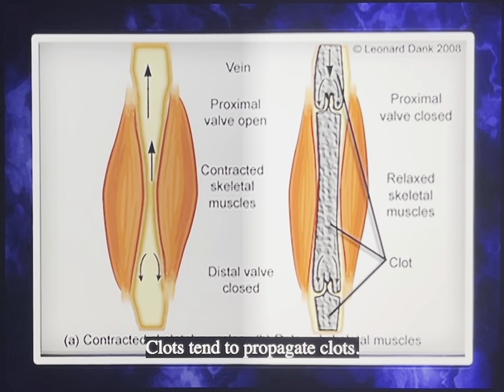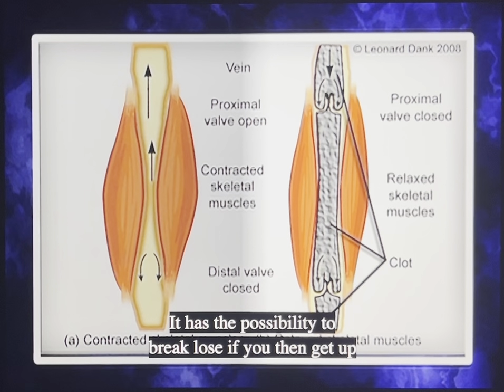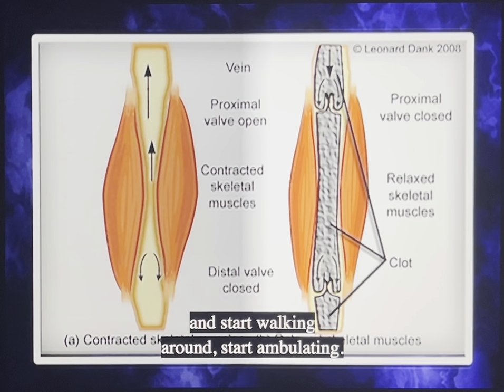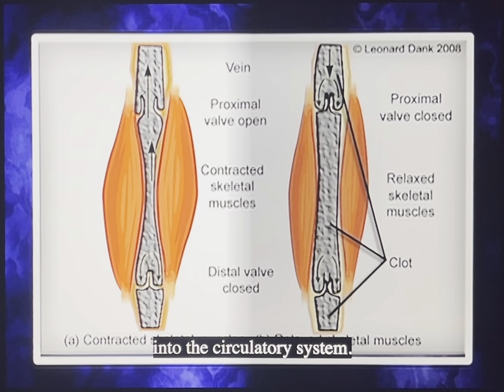So what happens to that clot? That clot is sitting there. It is now called a thrombus. It has the possibility to break loose. If you then get up and start walking around, start ambulating, the pressure from these muscles can force that thrombus up into the circulatory system.